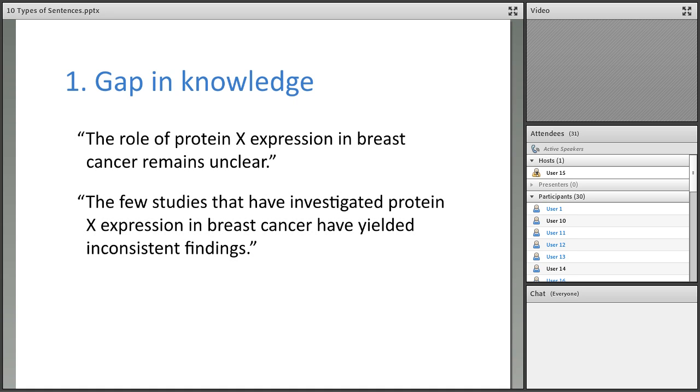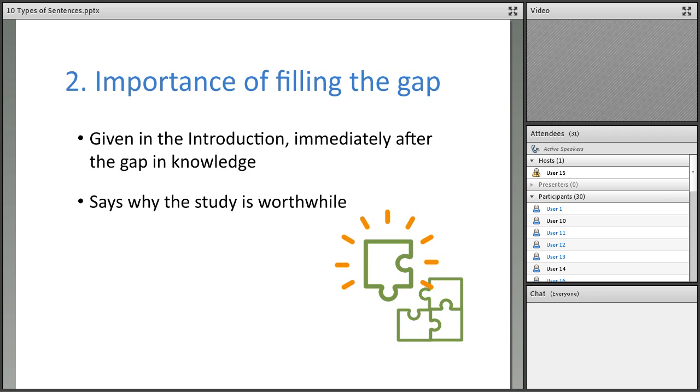So here are some examples. A gap in knowledge statement could identify an unknown, as in, the role of protein X expression in breast cancer remains unclear. Or it could identify that there's some controversy or disagreement over what is known out there, as in, the few studies that have investigated protein X expression in breast cancer have yielded inconsistent findings. But whatever it is, it should be explicitly stated.